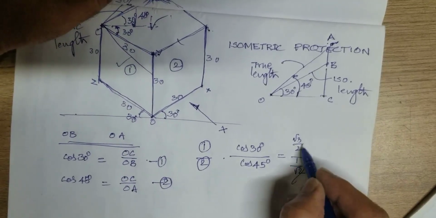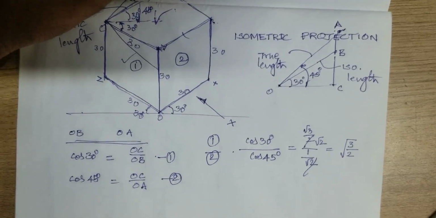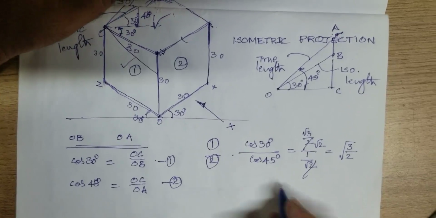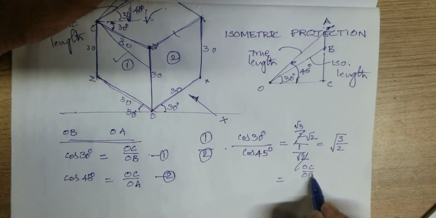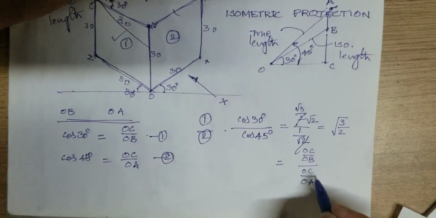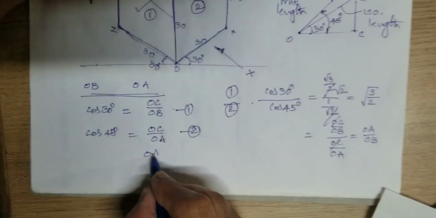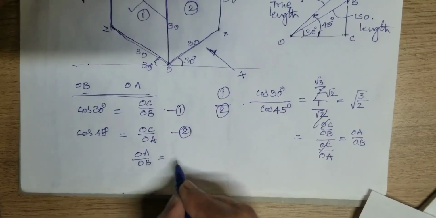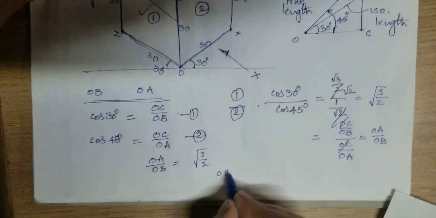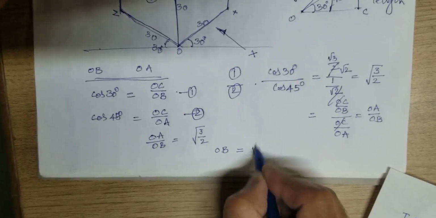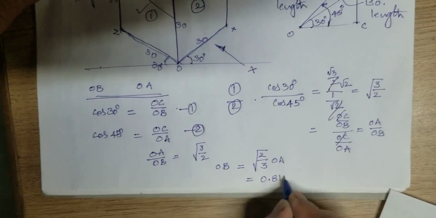Just simplify it. It goes root 2 times. So we can get root 3 by 2, we are getting root of 3 by 2 also in root. At the same time, on the other side, it is cos 30 by cos 45, which is OC by OB divided by OC by OA. So OC gets cancelled. Here we are getting OA by OB. So OA by OB is equivalent to root of 3 by 2. I wanted to have OB, so OB is equivalent to root of 2 by 3 OA. Just calculate it, we can get 0.817 OA.